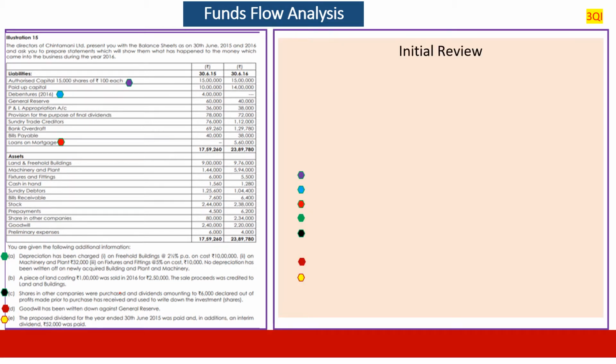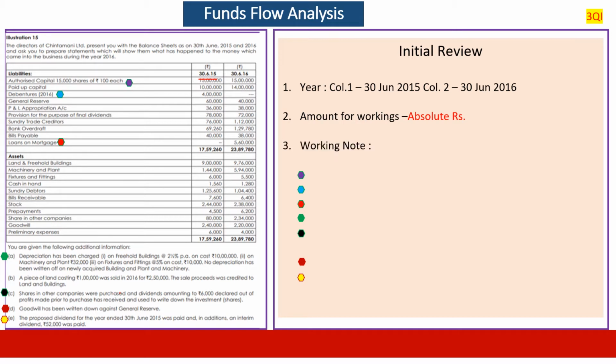Let us get into the initial review of the illustration. First column is 30th June 2015 and second column is current year 30th June 2016. Amount is in absolute rupees. Under working note, let us note a few points. They have given authorized share capital, which is not relevant for our workings. We should not get confused. We are interested in only paid up capital, not authorized capital.